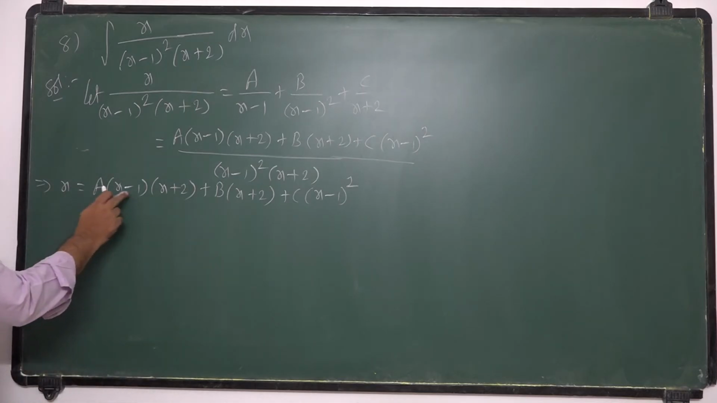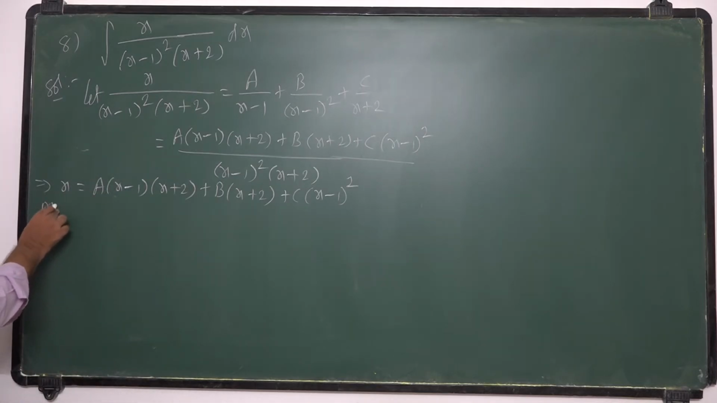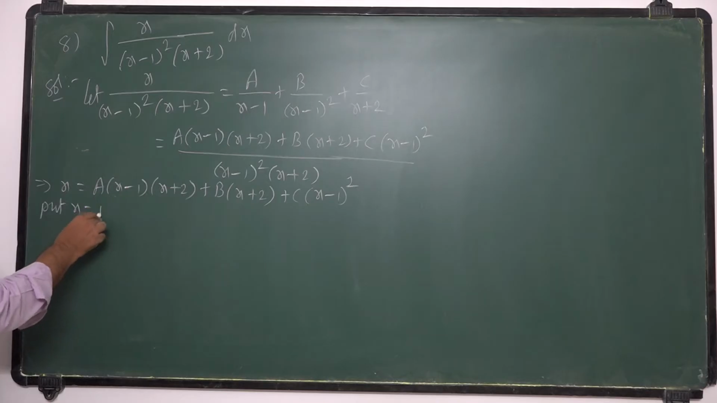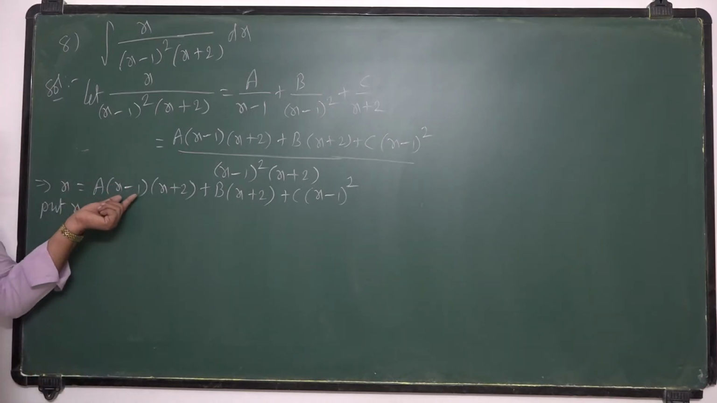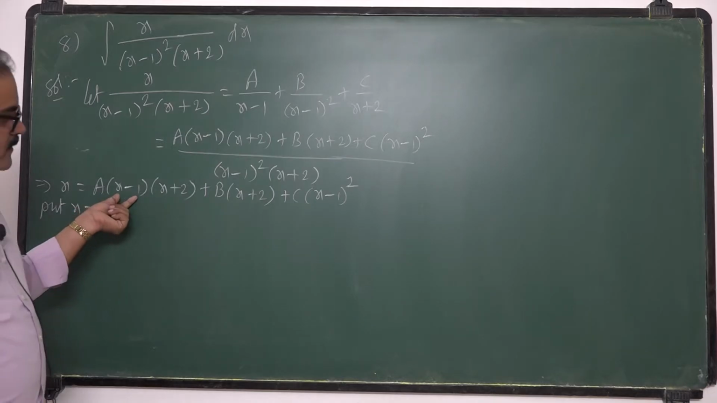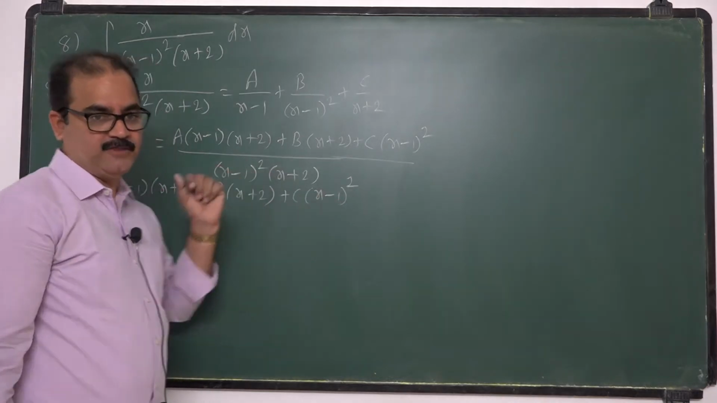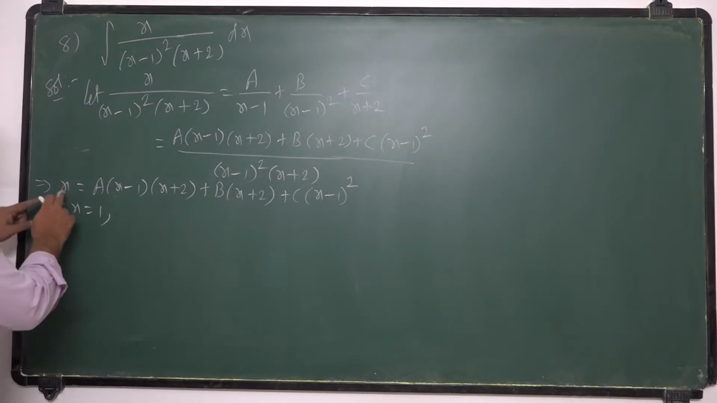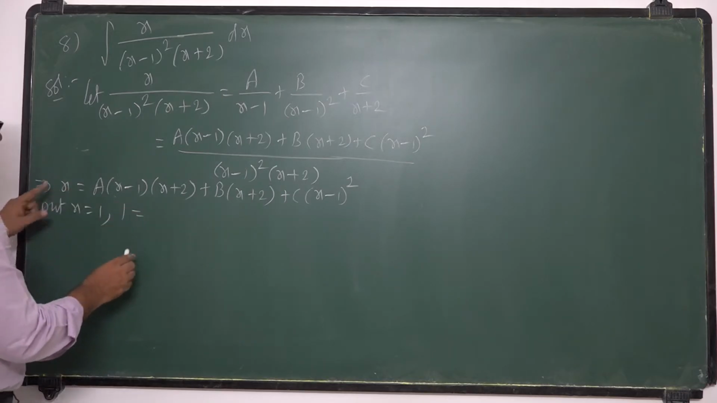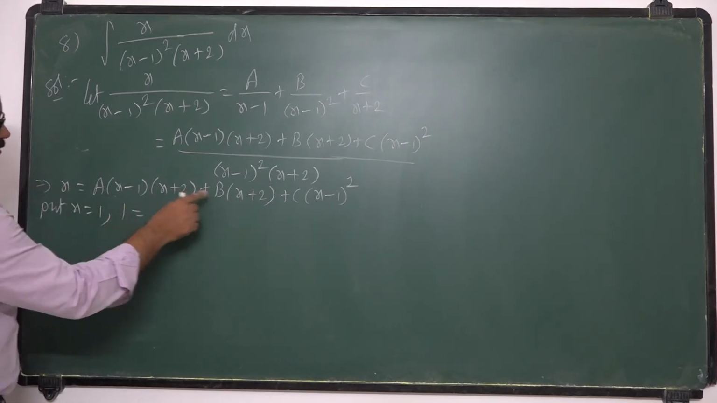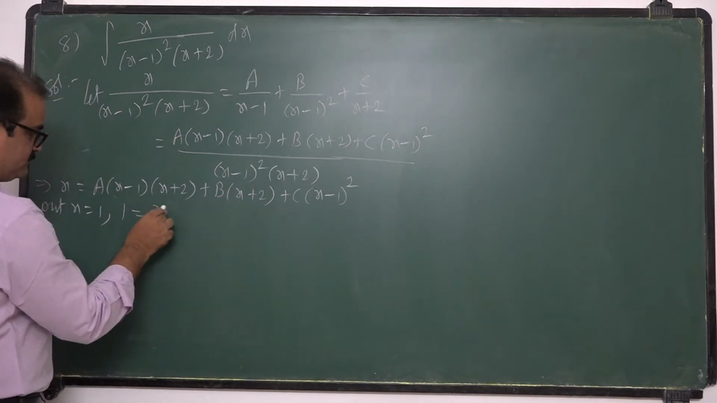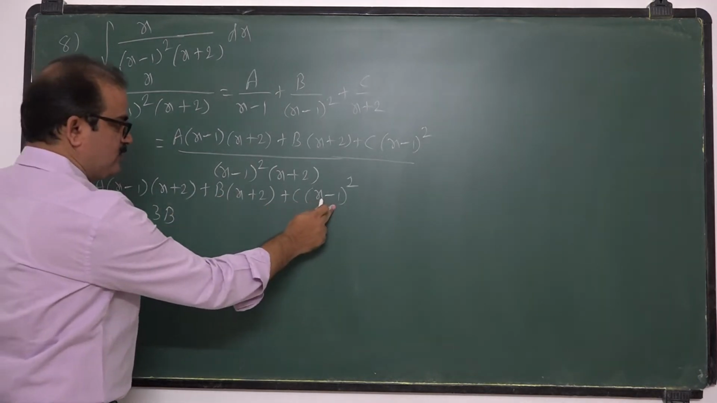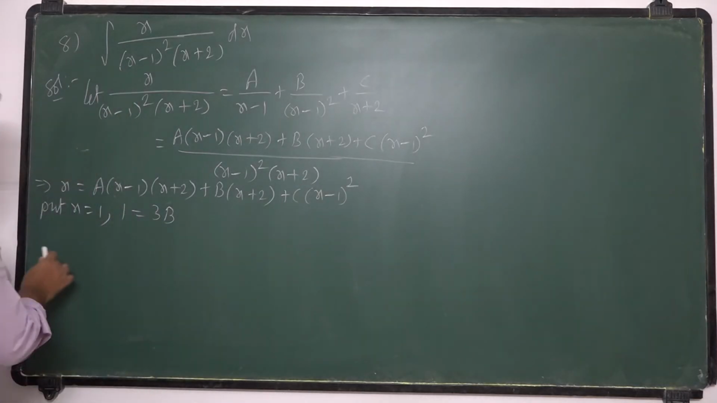Now you put x is equal to 1. If you put x is equal to 1, then this term becomes 0 and this term also becomes 0. LHS 1 is equal to 1 plus 2, 3 into B. This term becomes 0.